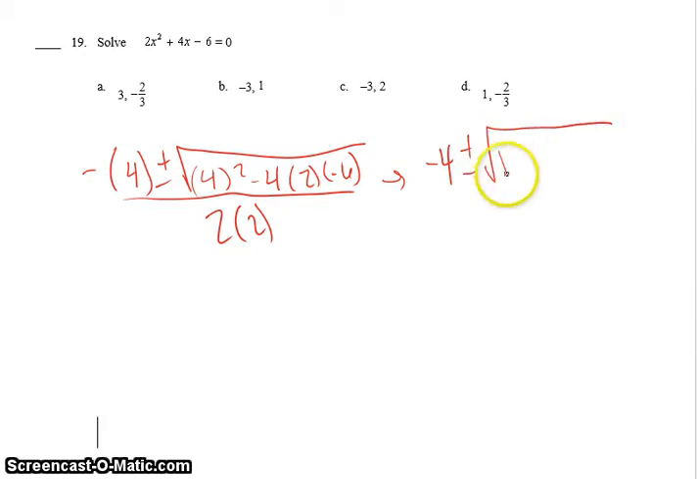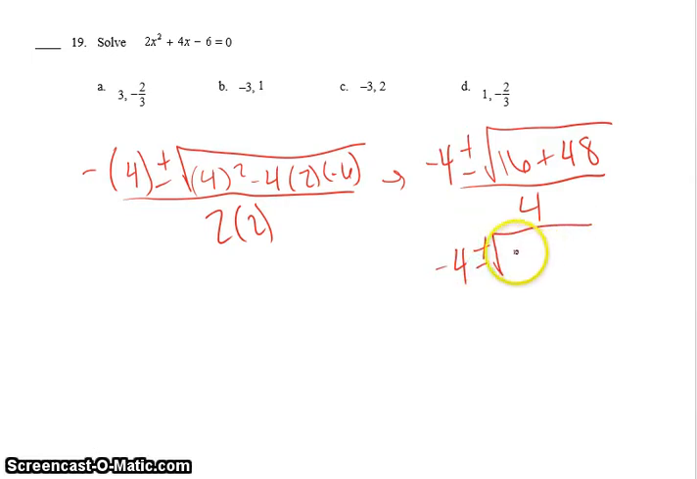Okay, so when we simplify that, we're going to get negative 4 plus or minus the square root of 16 plus 48, all divided by 4. From there, we get negative 4 plus or minus the square root of 64 divided by 4. We know what the square root of 64 is, so we're going to substitute in an 8. So we have negative 4 plus or minus 8 all over 4.